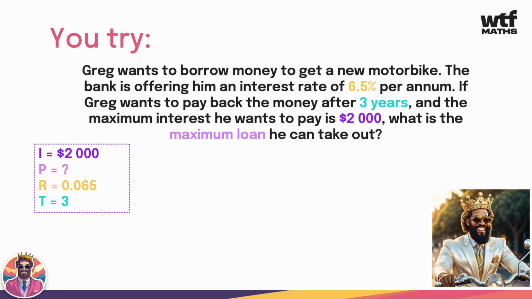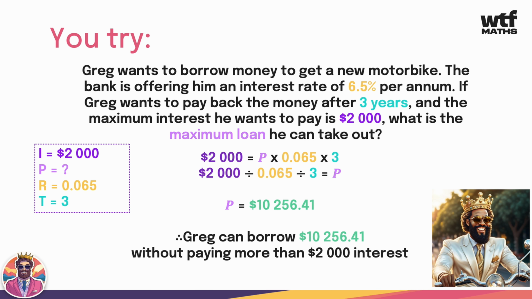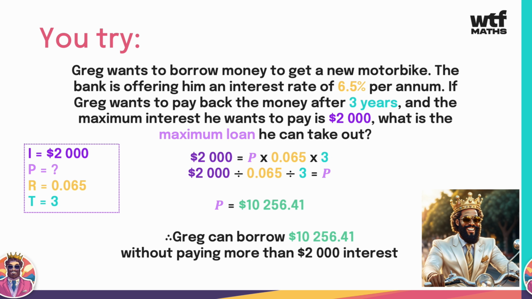Okay, hopefully you've given it a go. The first thing you want to do is substitute the numbers you know in. So $2,000 is P times 0.065 times 3. The next thing we do is we take our interest and we divide it by what we know, and this will give us our principal. And type that on your calculator, you should get $10,256.41, rounded to 2 decimal places for money. So overall, Greg can borrow $10,256.41 without paying more than $2,000 interest.